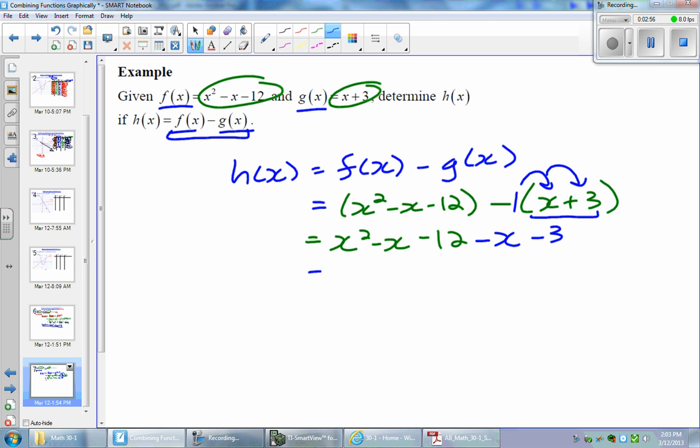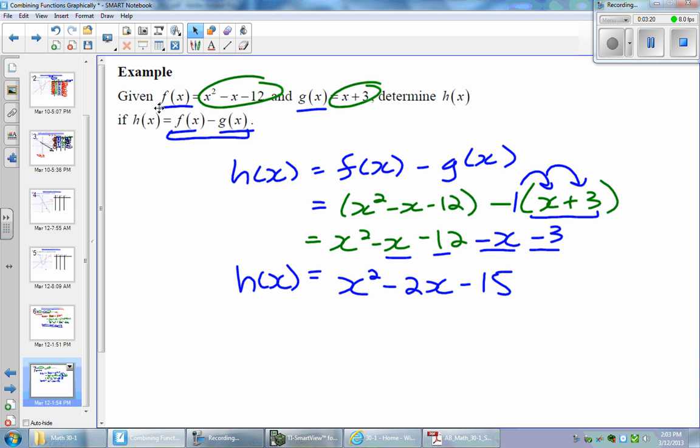So go ahead and simplify and combine your like terms. Do we have any like terms here? Yeah, we do. So right there, and we have another group right there. So my final answer is going to look like this: x squared minus 2x and minus 15 as my constant. And there's the function. So that concludes part one of combining functions algebraically.